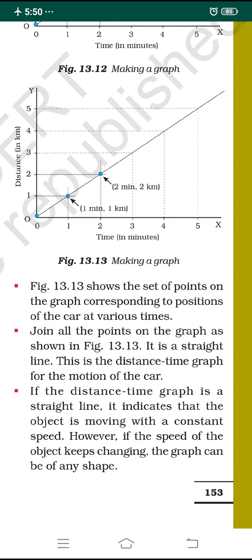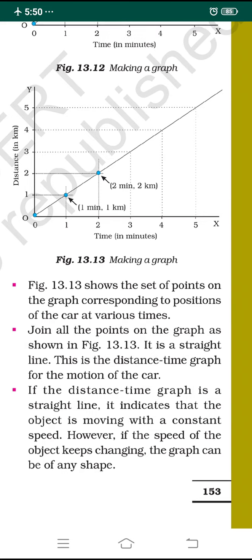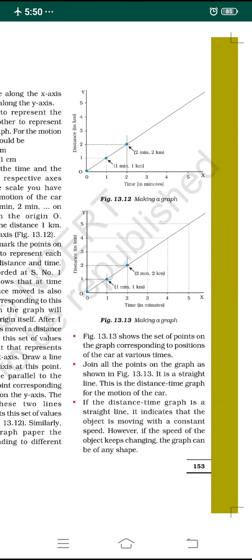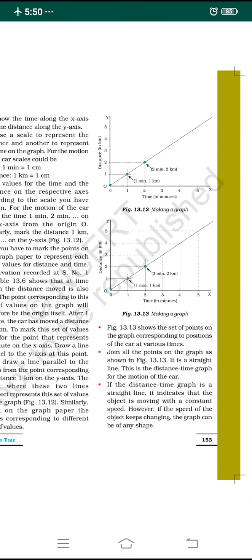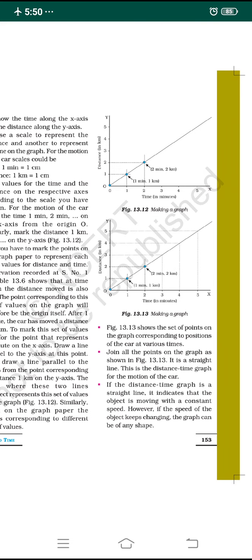However, if the speed of the object keeps changing, then the graph also changes. So it can change to any shape. Now it is moving with a constant speed. If there is a change in the speed, automatically the graph also changes.